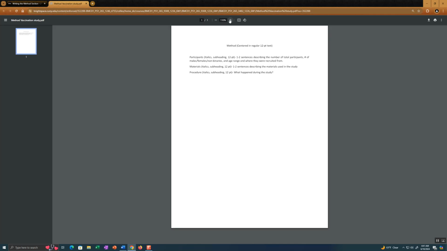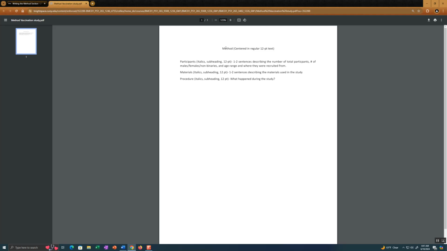It's very, very basic. So you're going to have the word method centered in regular 12-point text. So you don't need to italicize it or bold it. Just write method, center it. And then you're going to have three subheadings: participants, materials, procedures. These should all be in italics. And then you're going to start the writing below the subheading.